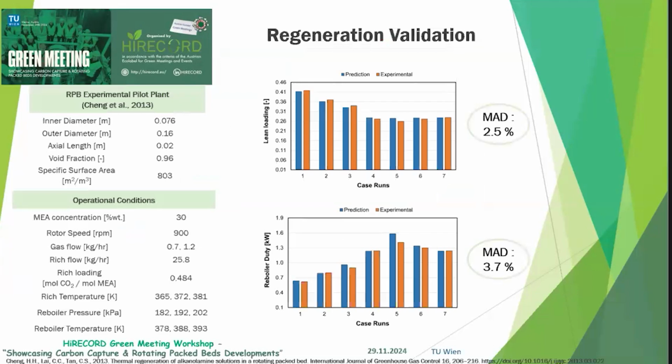Then we move on to validate our regeneration process based on published work from Cheng in 2013. We assessed lean loading and reboiler duty. This was the only published work with an RPB desorber combined with an external reboiler. So we validated through 7 case runs with a mean deviation of 2.5% for the lean loading, and for the reboiler duty, a deviation of 3.7%.